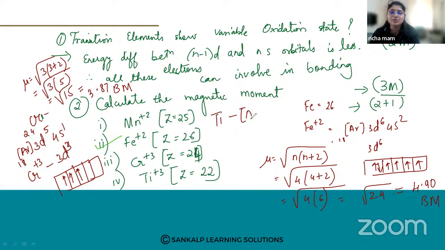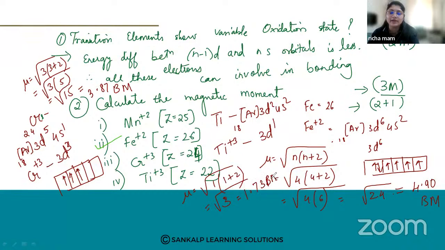Next is titanium. Titanium is 22, argon 18, 3d2 4s2. Titanium is plus 3, so it will be argon 3d1. So 1 unpaired electron. So mu is equal to the square root of 1 into 1 plus 2, 1 into 3, so the square root of 3. It will be 1.73 Bohr magneton.